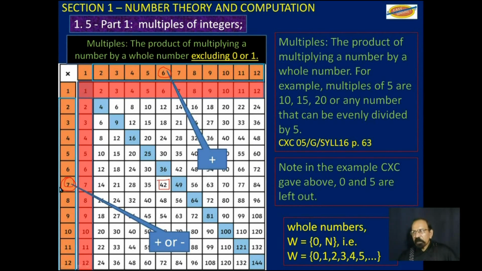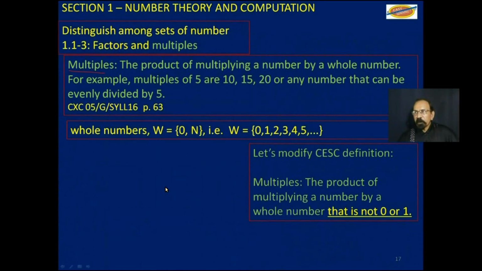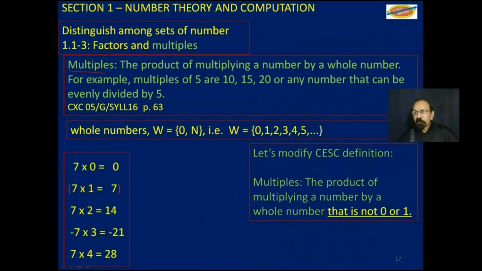But we can also take a negative 7 and multiply it by that 6 up there, and then we get a negative 42. That is what we mean by multiples. We need to move from multiples and go to factors, but one last thing.